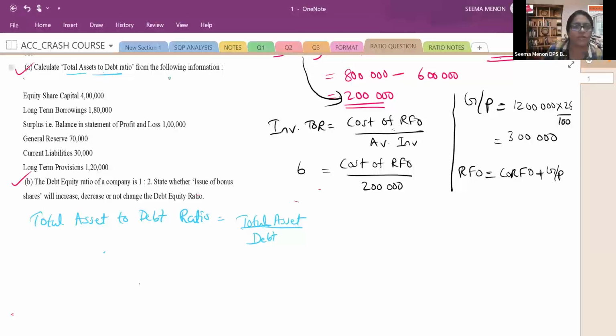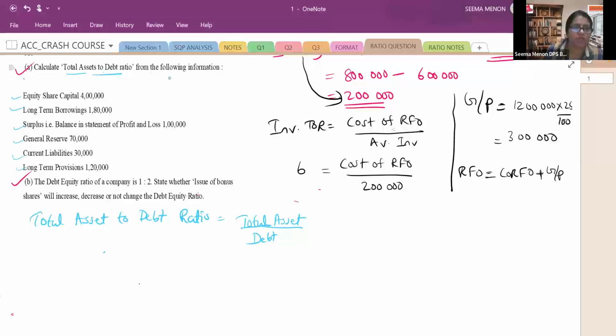Now coming back to the question, we should always know total asset will be always equal to total liabilities. That is compulsory. Equity share capital is given, long-term borrowings given, surplus, general reserve, current liabilities, long-term provision. All this you have to add. Then what will you get? You will get total liability, because equity share capital, long-term borrowings, surplus, general reserve, current liability, long-term provision, everything will come on the total liabilities and capital side. So total liability will be always equal to total assets.